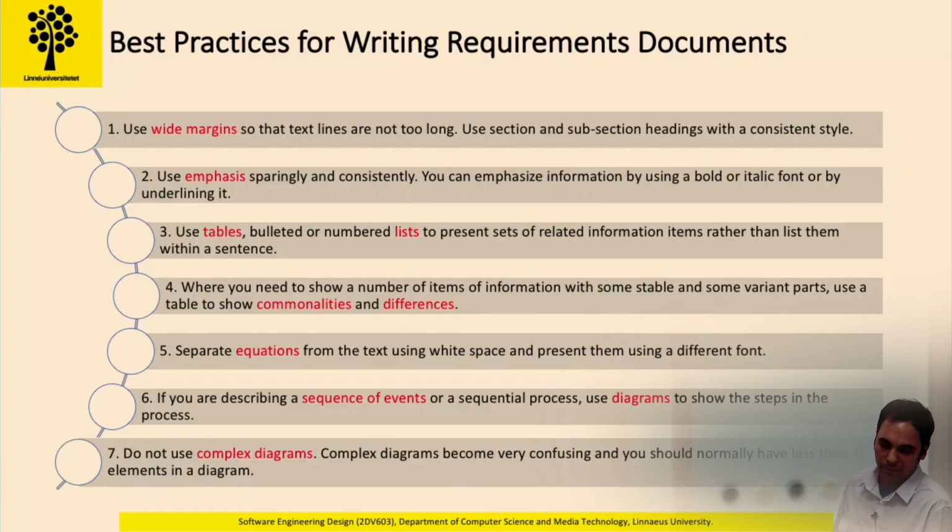And when you are writing equations, try to make them separate from the main body of the text and put them on a new line. And if you are describing a sequence of events, always use diagrams. Never use a list or sequence of bullets. Always try to use diagrams if it's a sequence of events, because for sure there will be a sequential relationship. And don't use complex diagrams because they are confusing. Try to minimize your diagrams in terms of elements, because large diagrams are usually not easy to read.